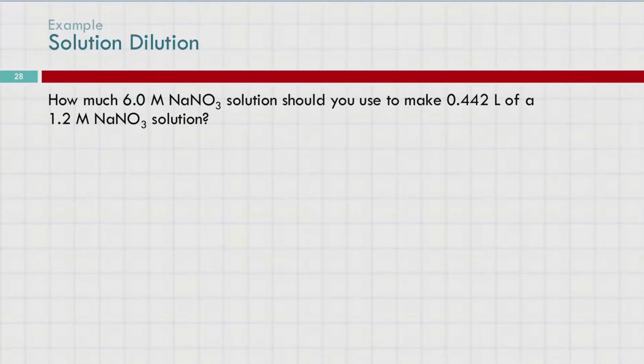And let's see this in action, this dilution equation. Our beautiful M1V1 equals M2V2 dilution and only dilution equation. How much, so we're looking for how much, whatever much is, a volume. How much 6 molar sodium nitrate solution should you use to make 0.442 liters of a 1.2 molar sodium nitrate solution?